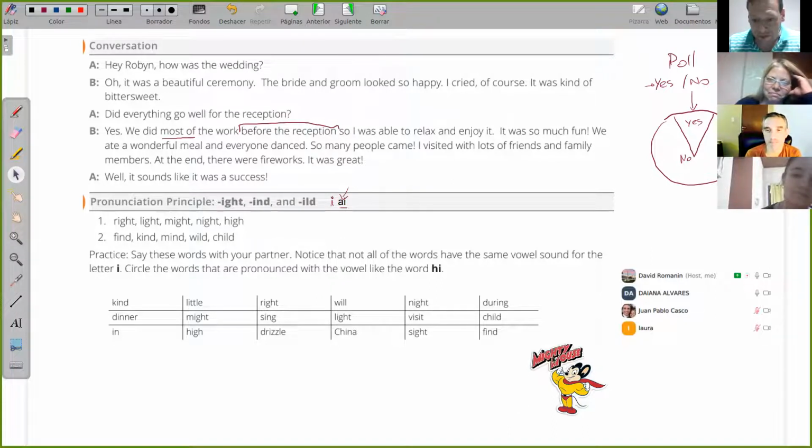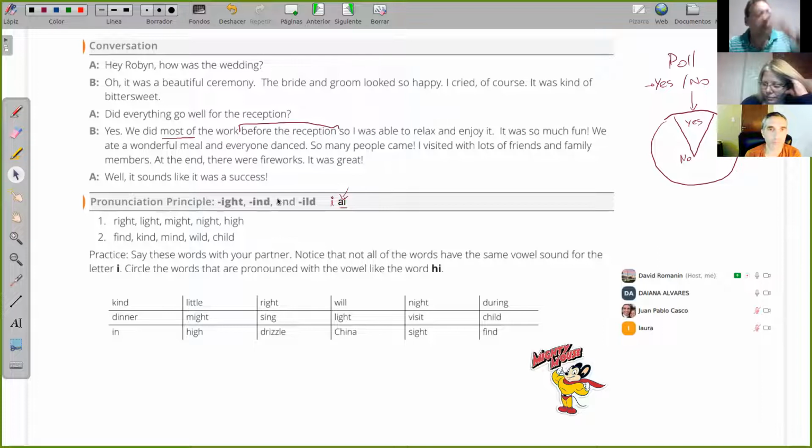Actually, in the church we use might for the power to do something. I may do this. I might do this. Like we say, it's almighty. This word here. It has all the powers, all the powers to do something. Yeah, almighty. Okay. Fine, kind, mind, wild, child. We know all of them.